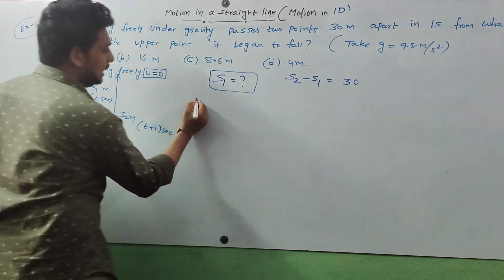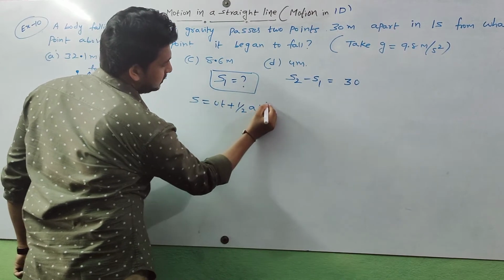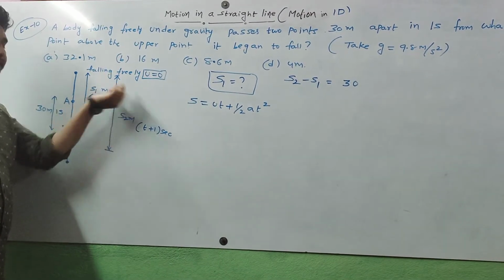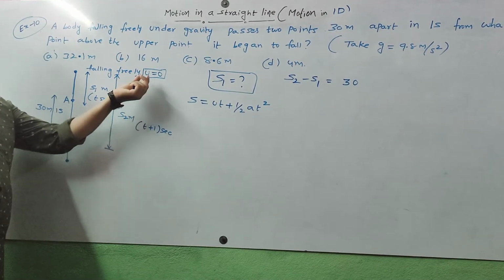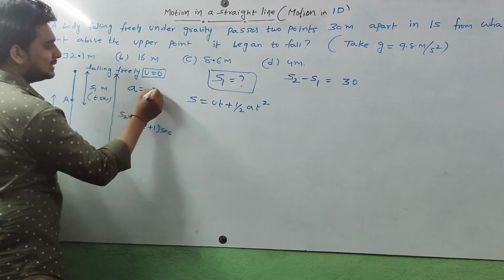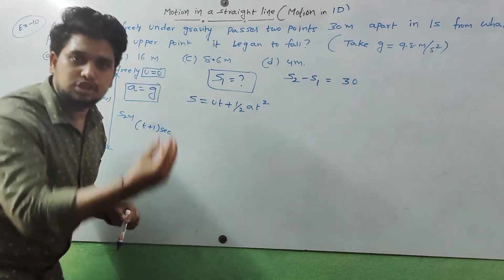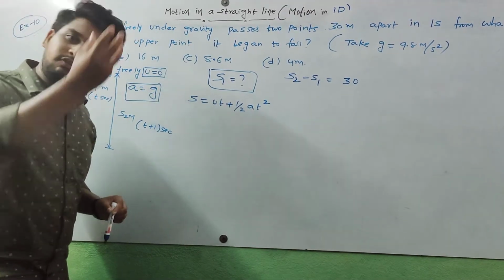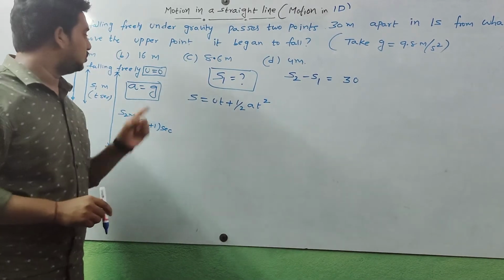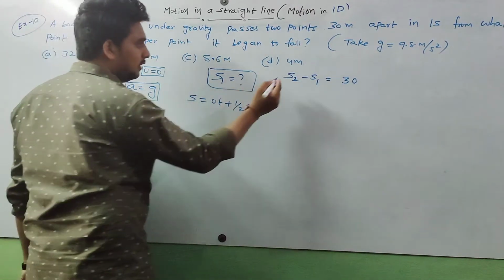We know the formula, S is equal to ut plus half at square. Whenever a body is falling freely, we take initial velocity as 0, and for a falling body we take acceleration as plus g, because the body moves downward and gravitational force is acting downward. Both are in the downward direction, so we consider a is equal to g here.